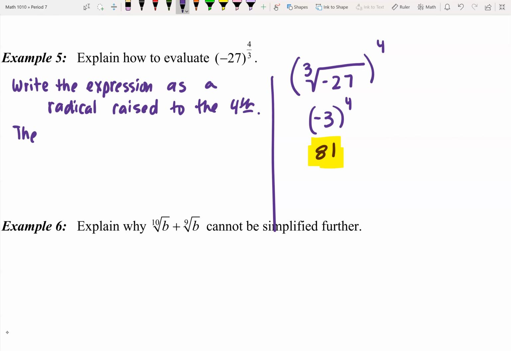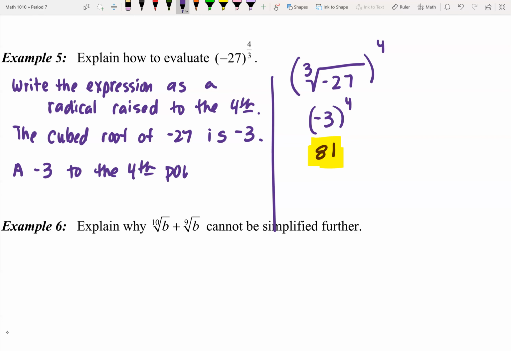Then I'm going to write the cube root of negative 27 is negative 3. And then I'm going to say a negative 3 to the 4th power is 81. Do you see how much easier it is to do it and then write what I did? So I can just follow through step by step what I do, what I do, what I do.